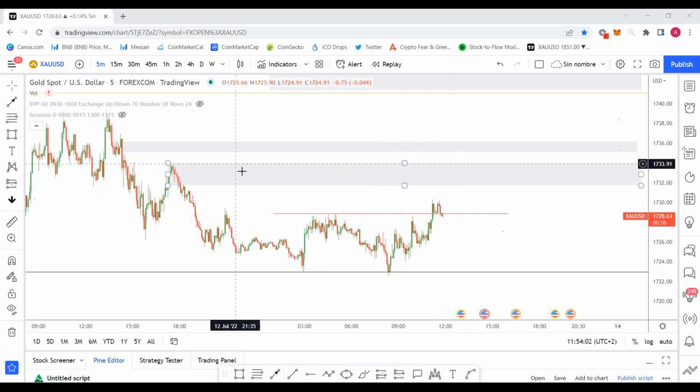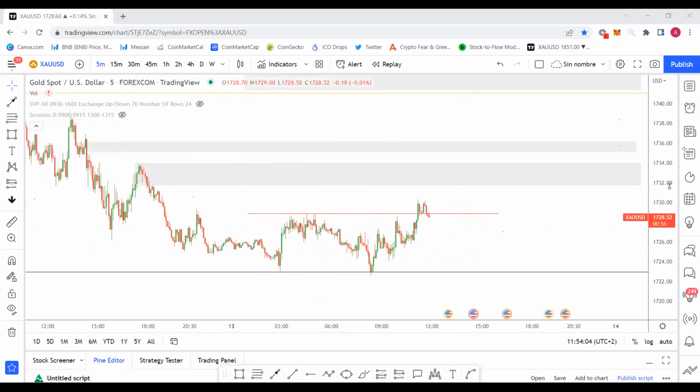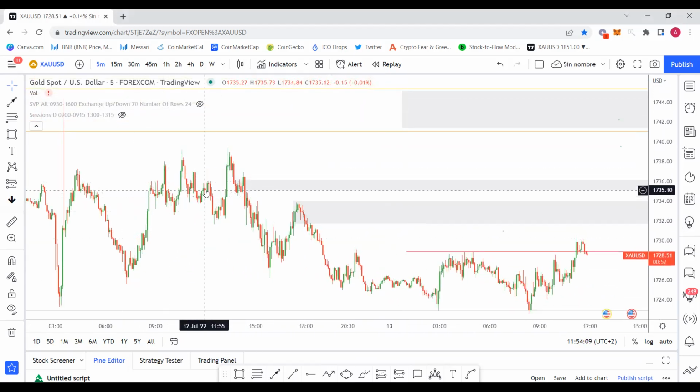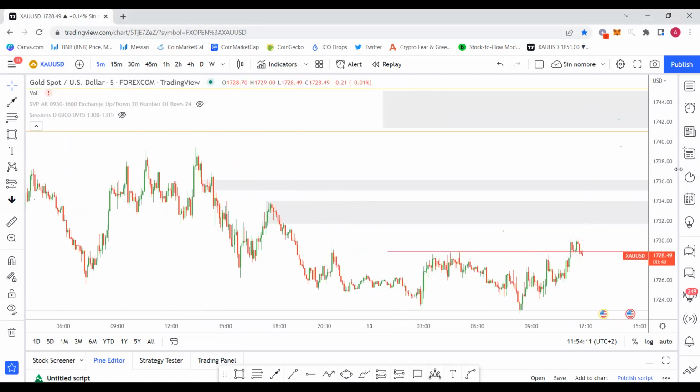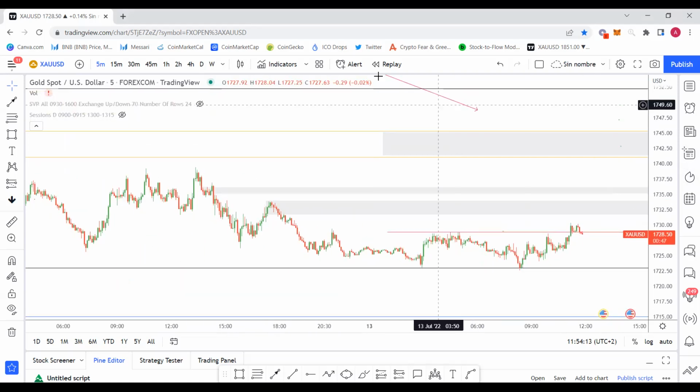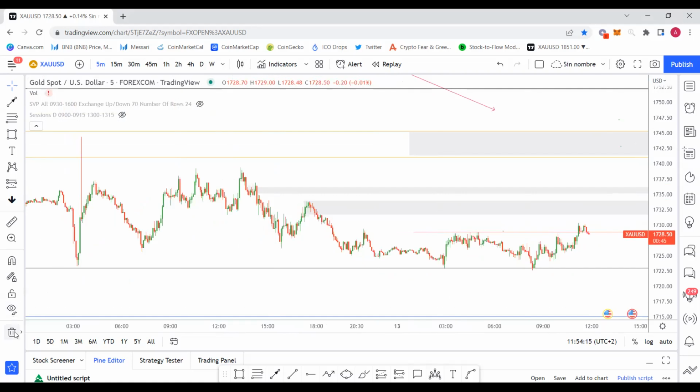Perfect. Then now let's look at the last continuation patterns I really like for gold. Okay, these ones are continuation, and these are the flags. The bullish and bearish flags, but I will show you how I like to look at them.